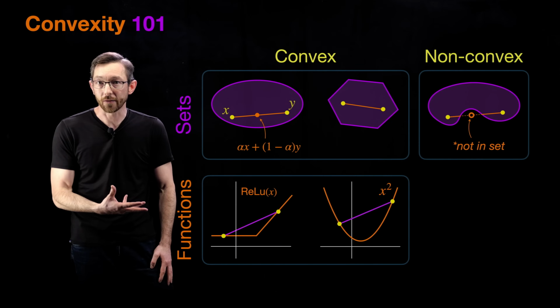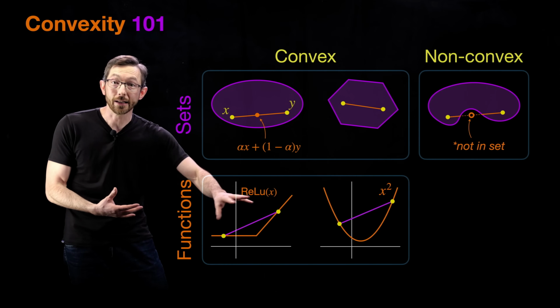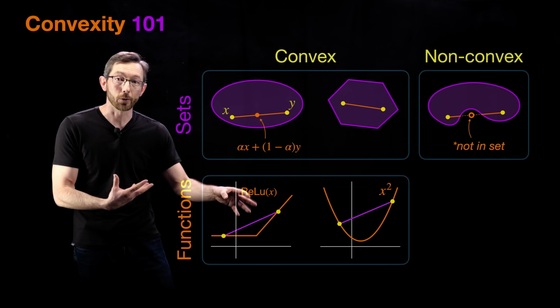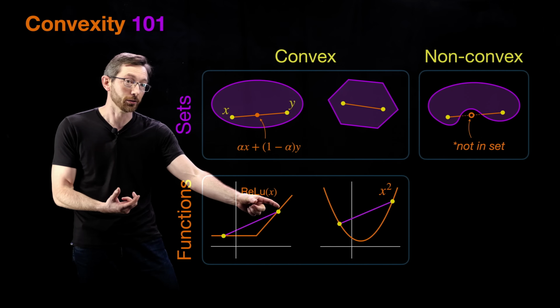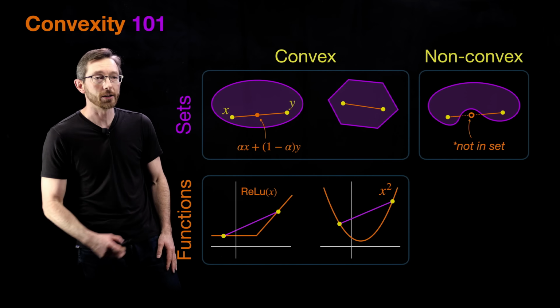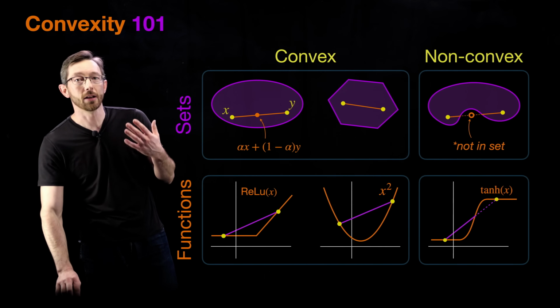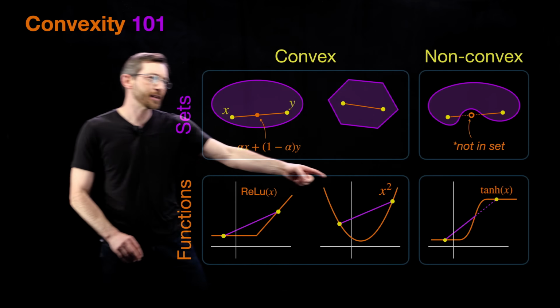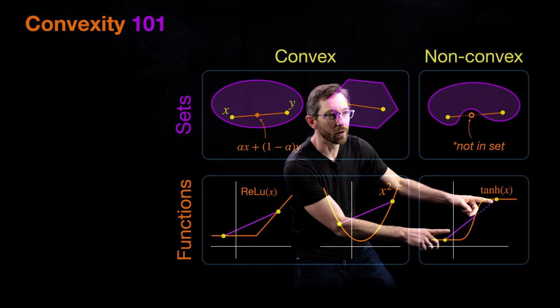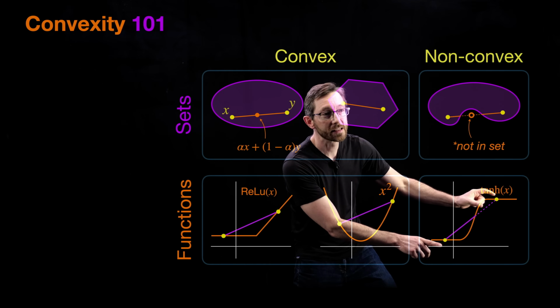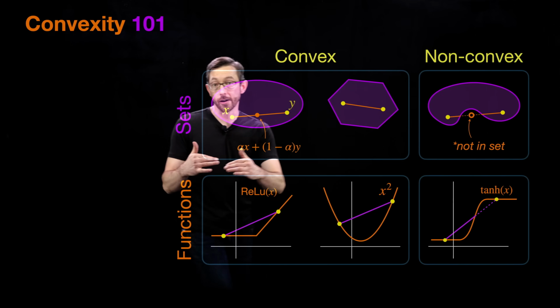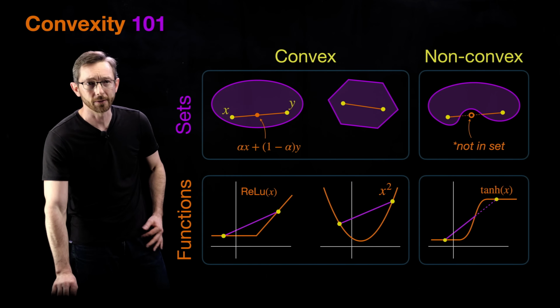e to the x is a convex function. The rectified linear unit that we use in machine learning for activation functions in neural networks is a convex function. A good example of a non-convex function is the sigmoidal hyperbolic tangent function, because again, there are points where, if you connect them with a line segment, some of that line segment dips below the function. So that's a non-convex function.